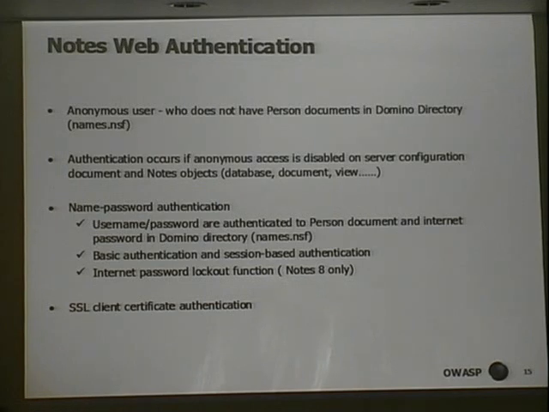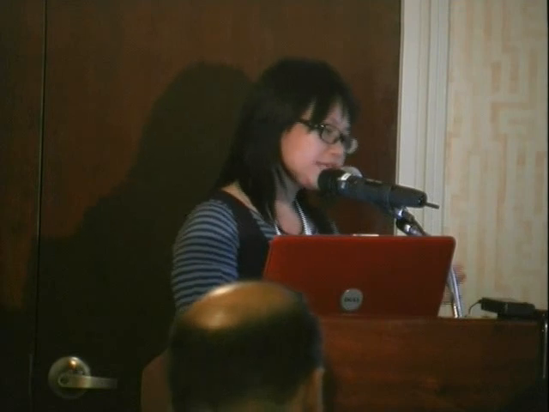And if anonymous access is disabled on the server configuration or the Notes object, then authentication will occur. There are two types of authentication that can be used by a Domino web application. One is name and password authentication. The other is SSL client certificate authentication. For name and password authentication, the process goes like this.